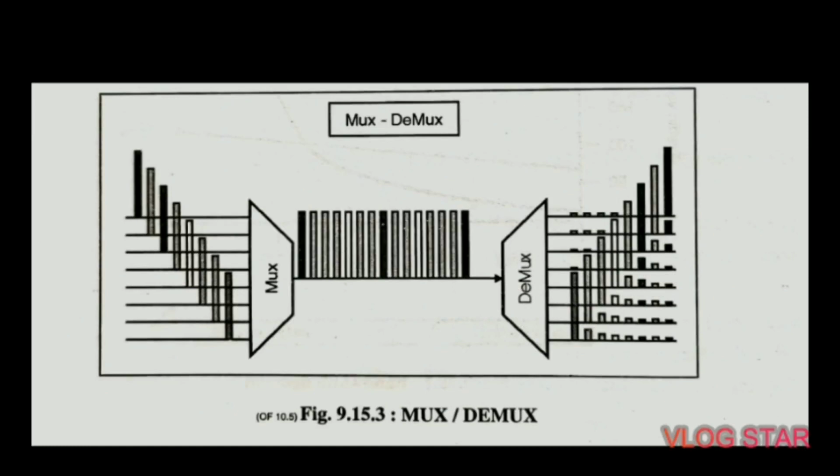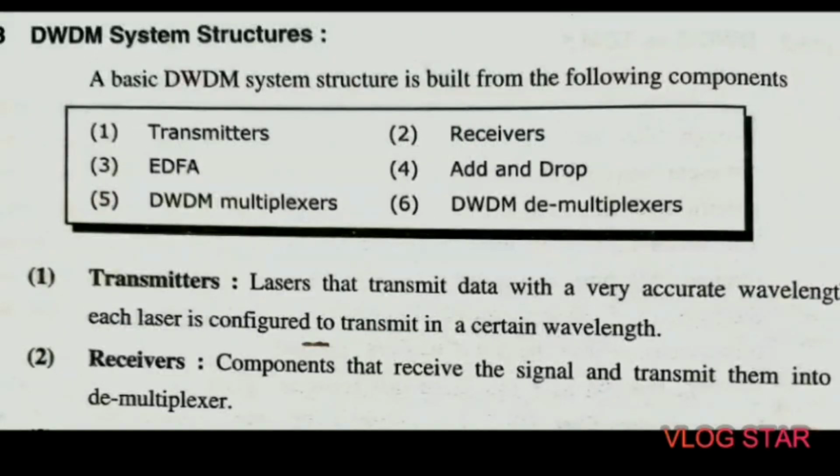The wavelength of light usually varies around 1550 nanometers, because at this wavelength the loss and the attenuation are considered to be very low, and from a quality of service standpoint, DWDM enables response to protocol changes. Okay, so after that let us see what the different components required for DWDM are. The first is transmitters, second receivers, third EDFA, fourth add and drop, fifth DWDM multiplexers, and last DWDM demultiplexers.